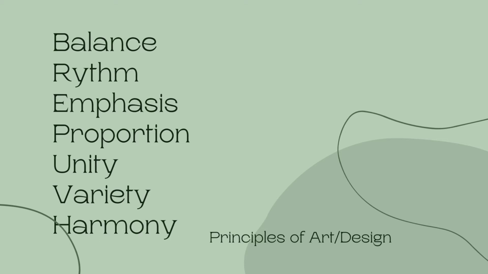Okay, so artists design their works by controlling and ordering the elements of art in some way. When trying to combine these different elements into an organized whole, they use or apply certain principles or guidelines. These principles of art are balance, rhythm, emphasis, proportion, unity, variety, and harmony.